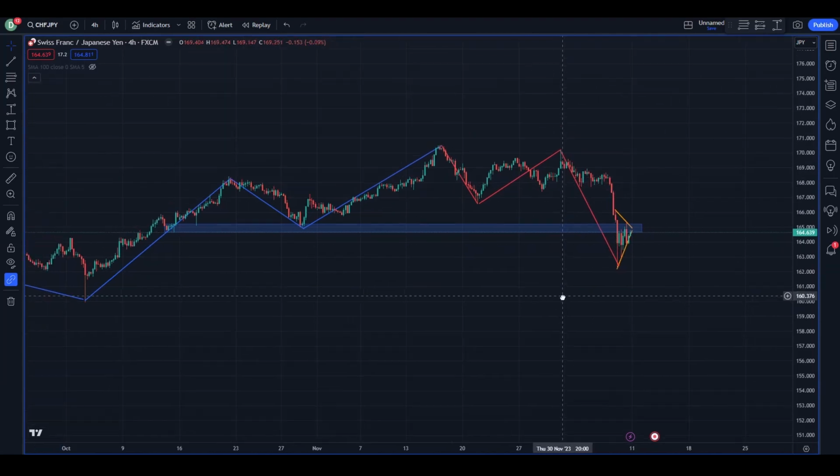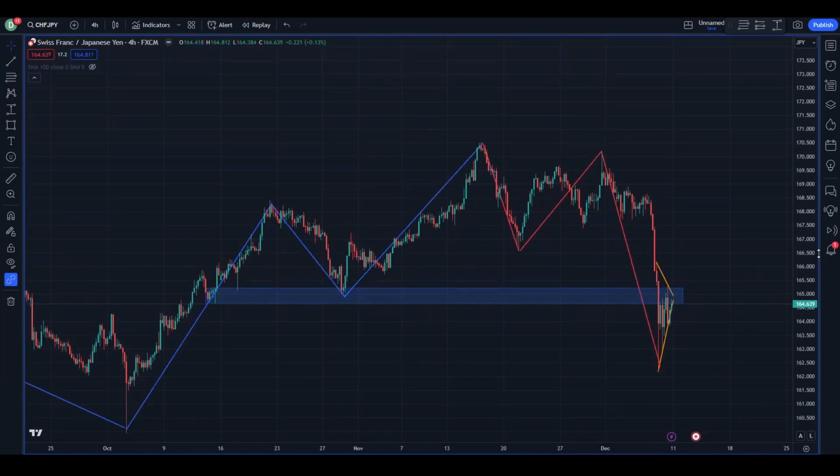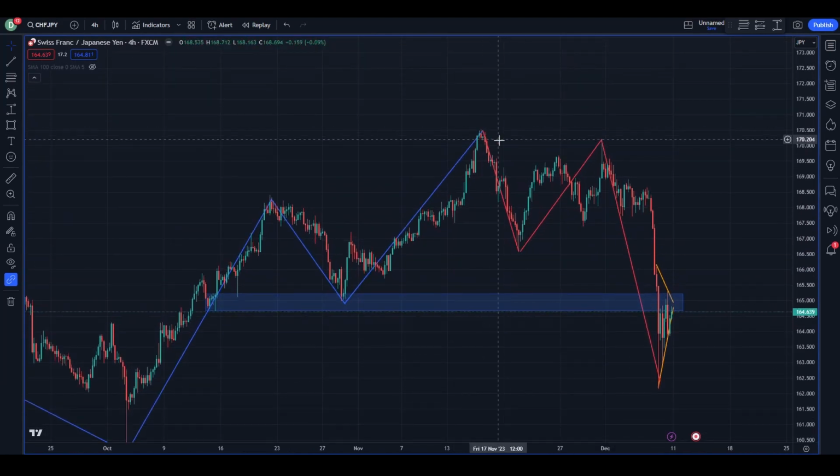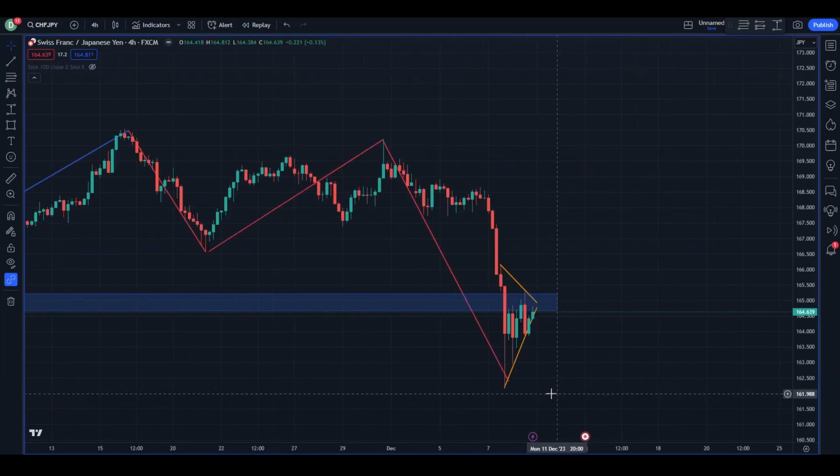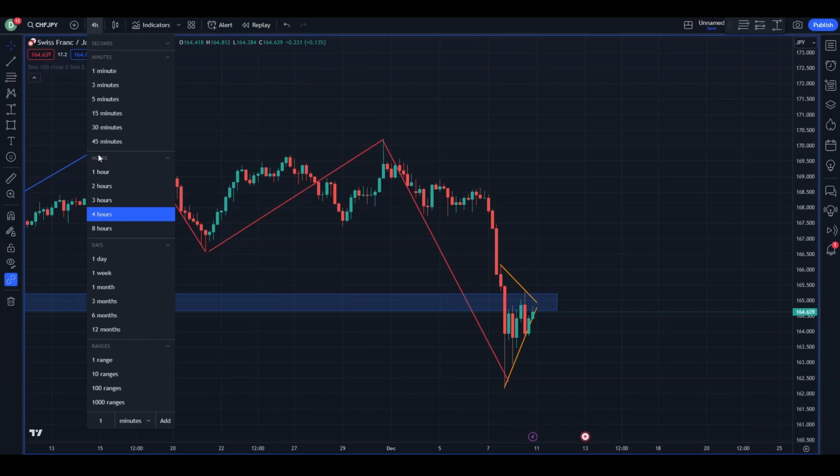For those of you that know about market structure, you can understand how this now is a transition to a possible beginning of a general bearish market structure. Now, as the price produced this movement, we can notice that over here it consolidated. Let's go back to the 1-hour chart.